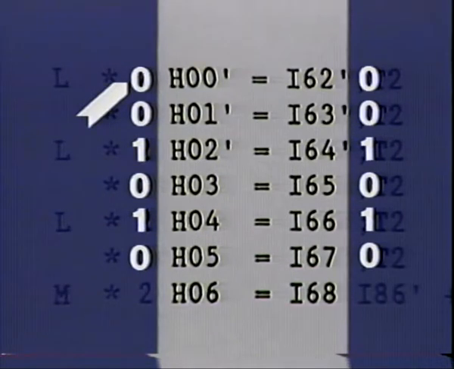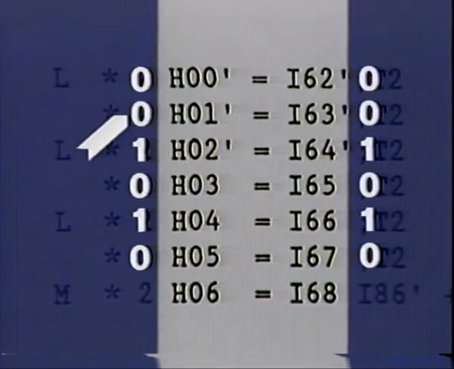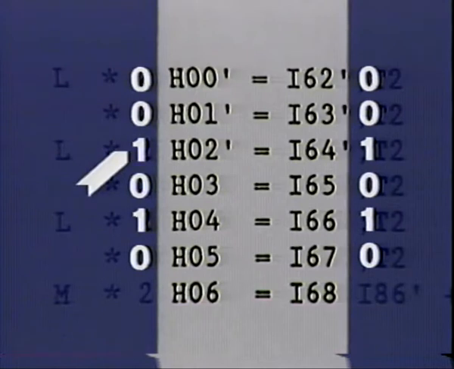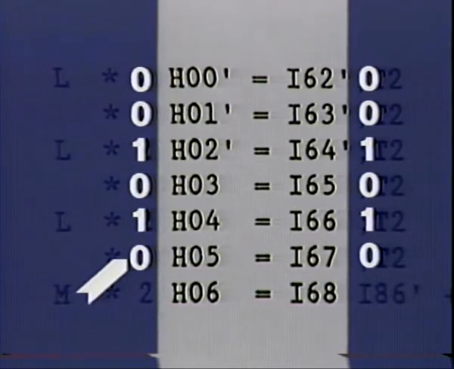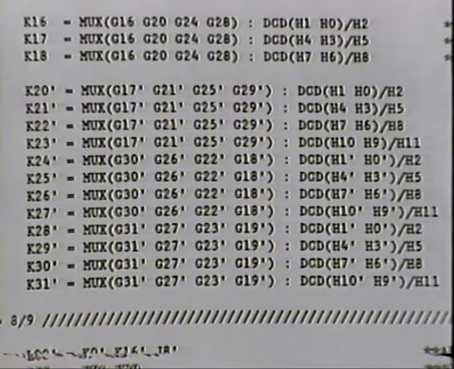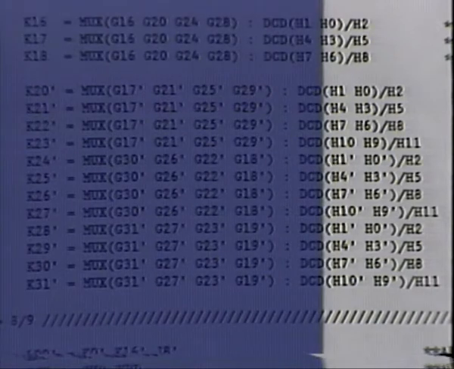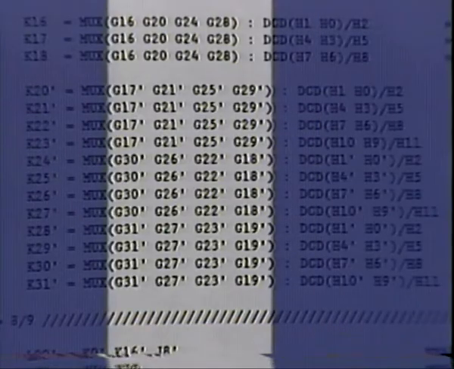H0 naught equals 0. H1 naught equals 0. H2 naught equals 1. H3 equals 0. H4 equals 1, and H5 equals 0. Notice that some inverted I terms are being used. Looking through the Boolean again, we see that the H terms make the K terms. However, notice that G terms are also needed to make K terms.